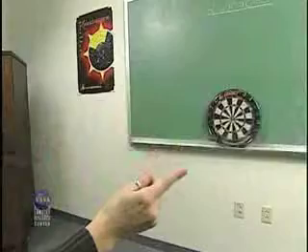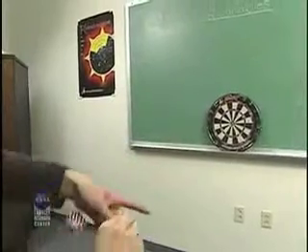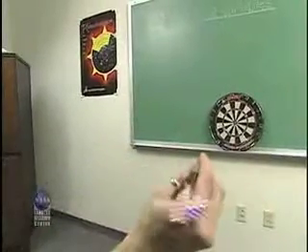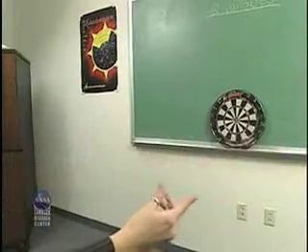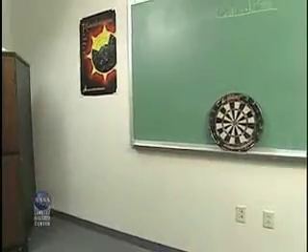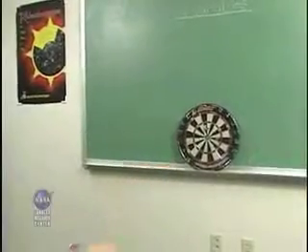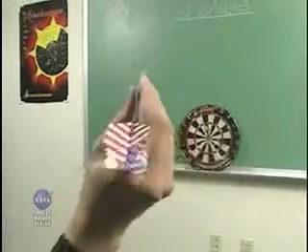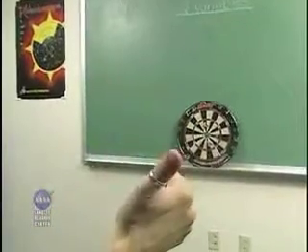Now, there are 2 variables that affect the results of this activity. If you throw the dart in a straight line at an angle of 0 degrees, gravity will curve the path downward, away from the dartboard, and you miss. But if you aim a little higher for the dartboard, or at an increased angle, you should hit the target.